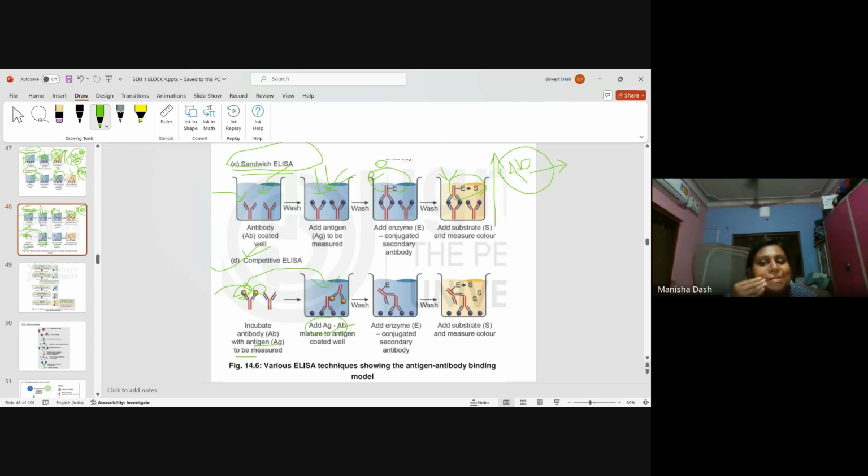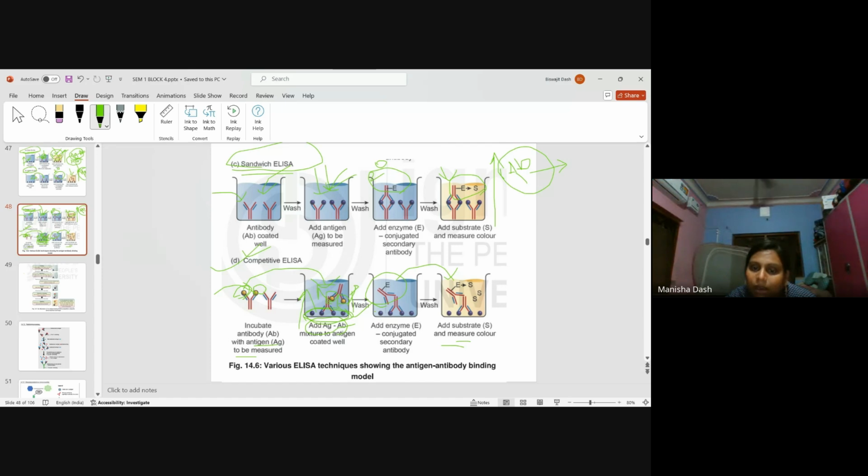Again, then what you will do, you will use the conjugated secondary antibody, and then you will add the substrate and measure the color. So here this is our sample. What we can observe is, if the sample is more, that means if the number of antigens in the well is more, then whatever radio-labeled antigens you are using will be replaced by these antigens. This antibody will now release the radio-labeled antigens, and they will go and bind to the existing antigen in the well.